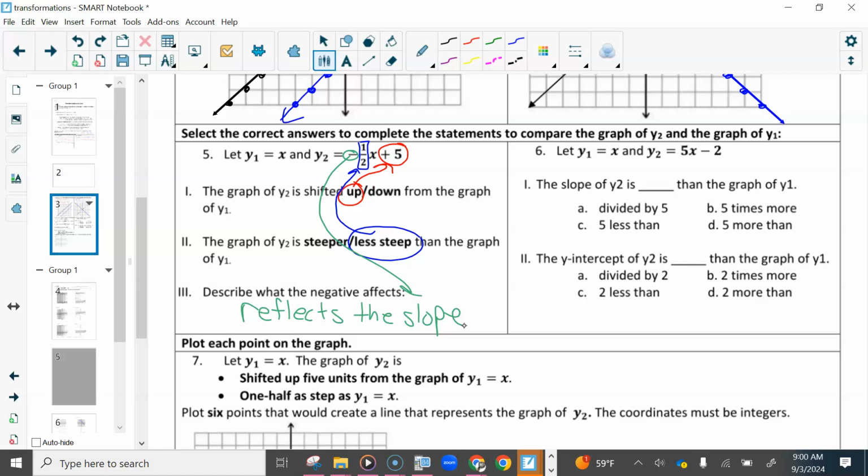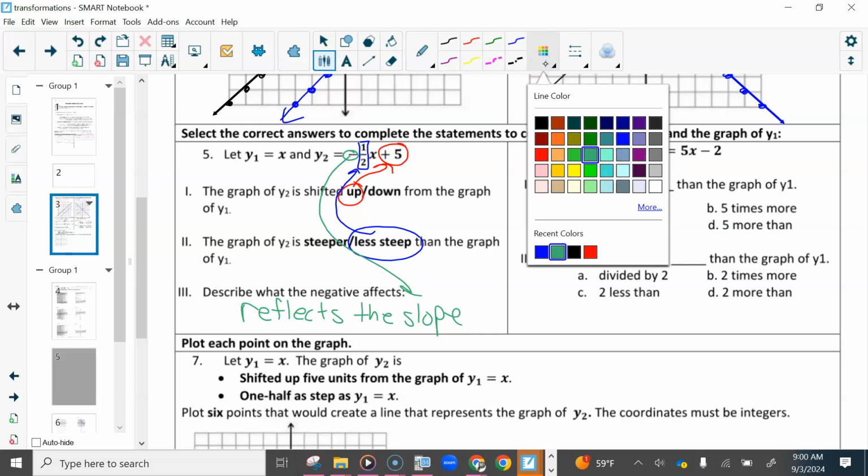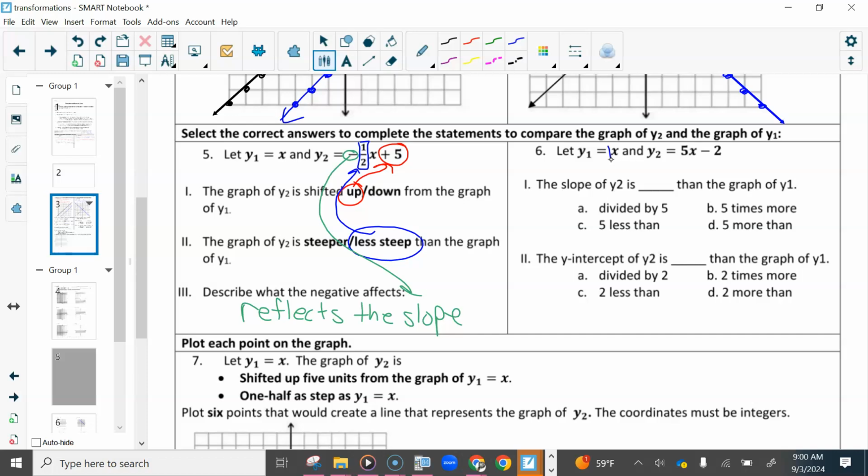6 is similar, but now they're actually telling you what the slope is doing and what the y-intercept is doing. So in the first part, the slope of y2 is divided by 5, 5 less than, 5 times more, or 5 more than the graph of y1. Which of those is accurate? D. 5 more than? So if we were comparing the slope and trying to get 1 to 5, if I added 5 to 1, would we get 5? So not C, but B would work. Because if I multiply 5 and 1, I would get 5. In general, your slope is either going to be divided or multiplied by, depending on if it's a fraction or a whole number.